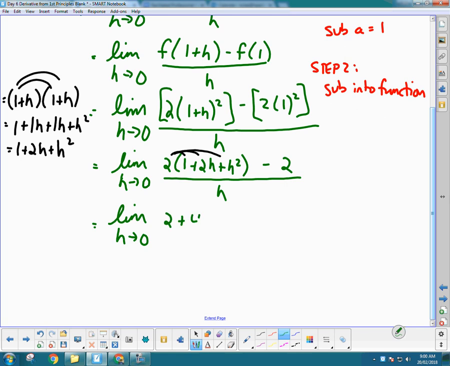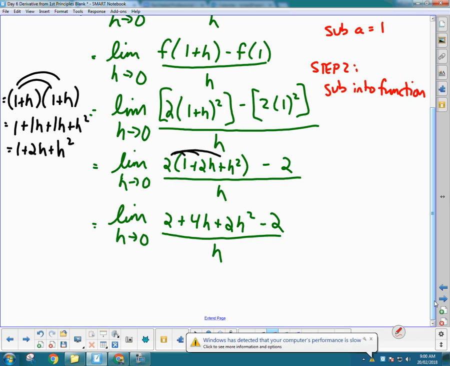So 2 plus 4h plus 2h squared minus 2, over h. This is the point where Jonah pointed out, he asked if that constant will always disappear, and he's absolutely right. Last time it was 171 that disappeared. Here it's the number 2 that's going to disappear. This is a nice little spot to make sure you've done everything right. That constant number should disappear.